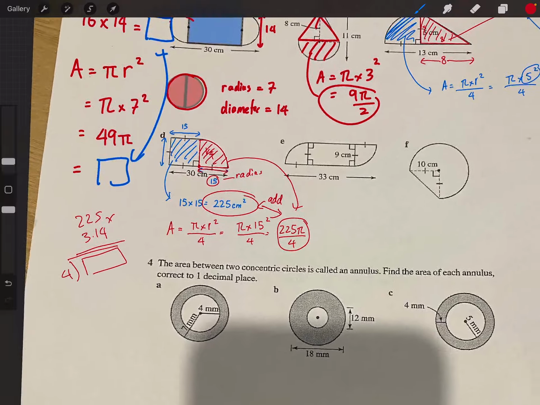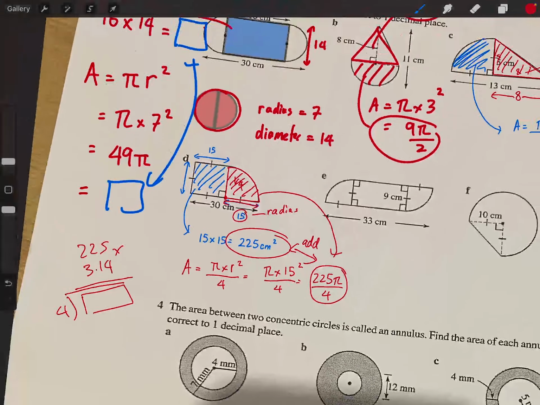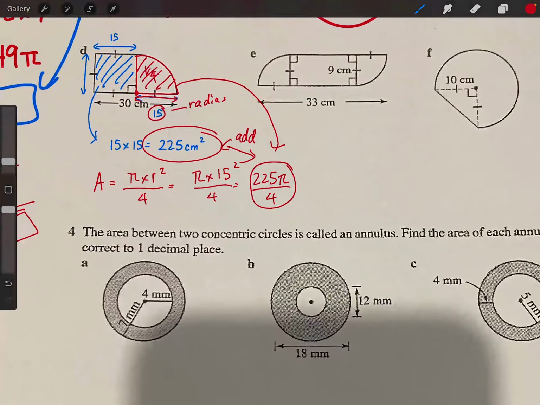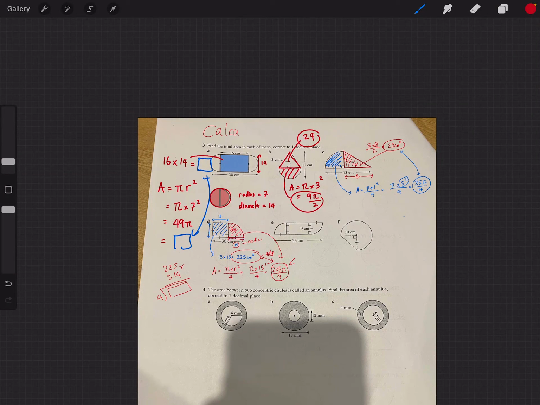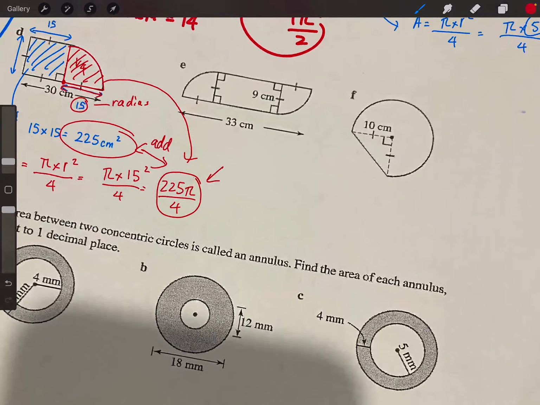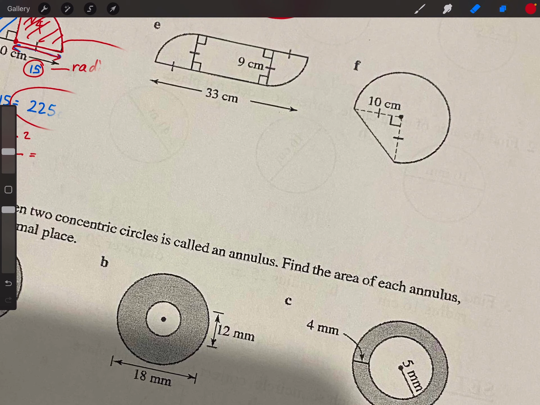You can use calculators, guys. Okay, because this takes a bit too long. Just use a calculator to work out what these ones are. Okay, so calculator allowed. Now the next one, this one's a bit tricky, so let me just rub this out.